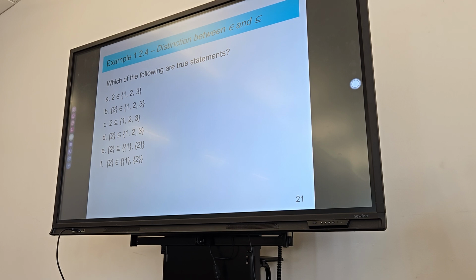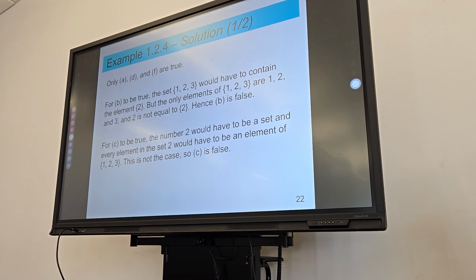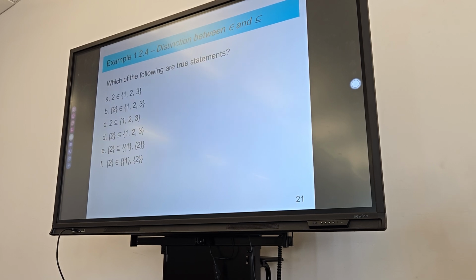2 is a subset. The number, yeah, that is true. Yeah, because 2 is in a set. The 2 on the left is in set braces, and it's a subset of the set on the right. So yes, D is true. So A, D, and F are true. A, D, and F. The others are false.